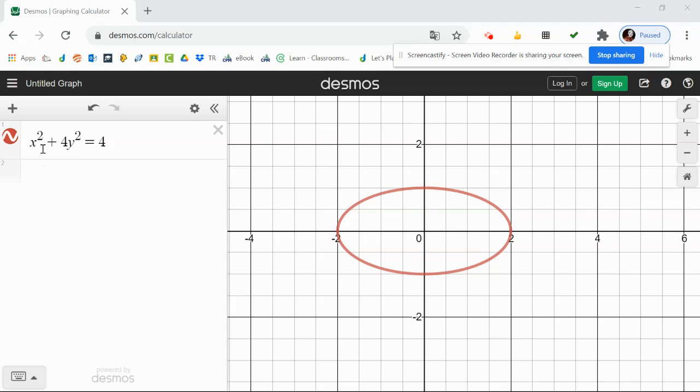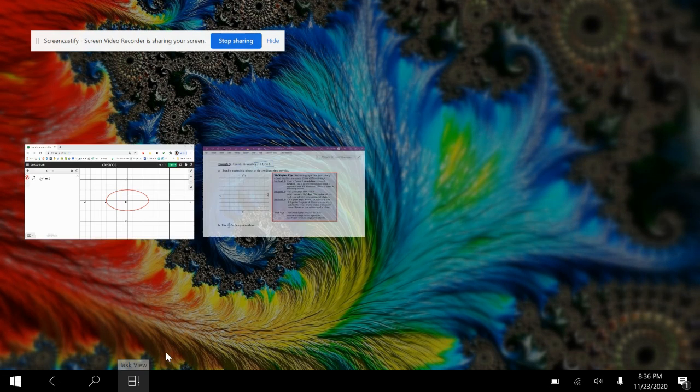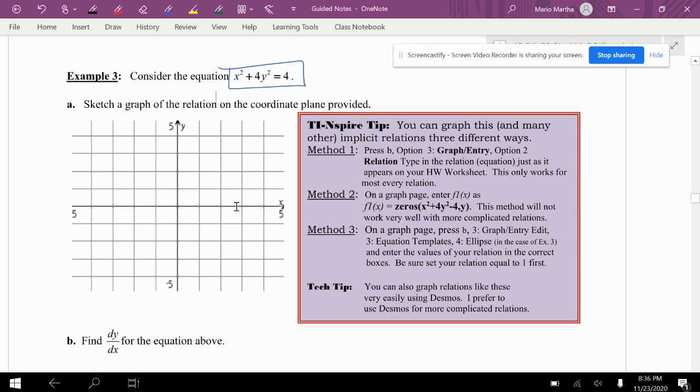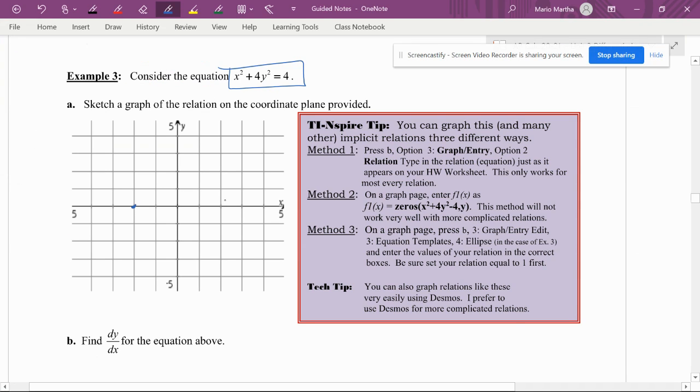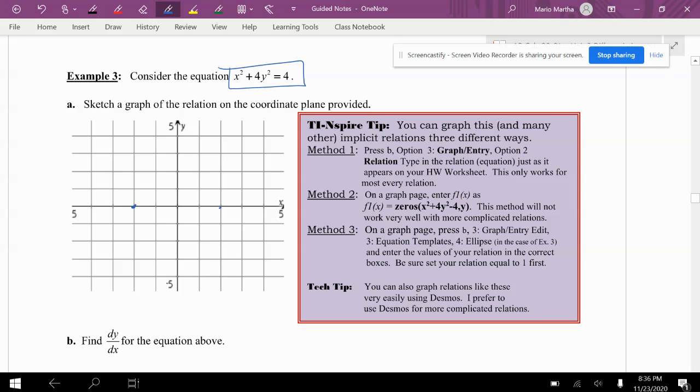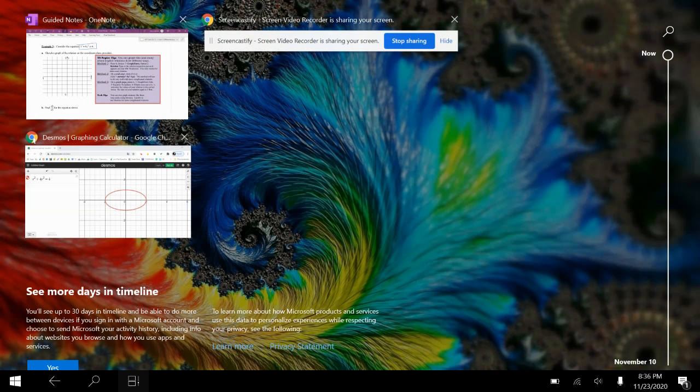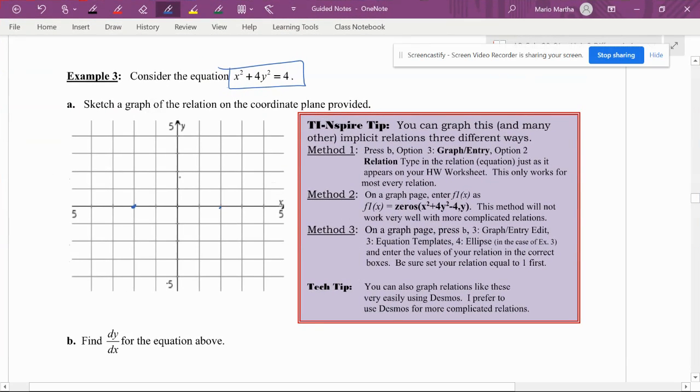Now that you did the graph, you're going to notice that x squared plus 4y squared equals 4 is what we call an ellipse. So it has a major and a minor axis. So this is our ellipse. Now let's make a copy of this graph over here. So we go from here to here. All right, so that's our ellipse, as best as I could.